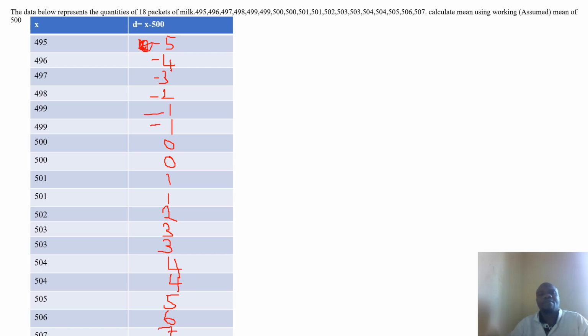and then positive 5, positive 6, and positive 7. So now the next thing is the summation of the D column. If I add all these, the negatives cancel with the corresponding positives: 1 with 1, 2 with 2, 3 with 3, 4 with 4, and 5 with 5. I'll be left with 6 and 7, which is 13, plus 7, which is 20. So the summation of this column is equivalent to 20.